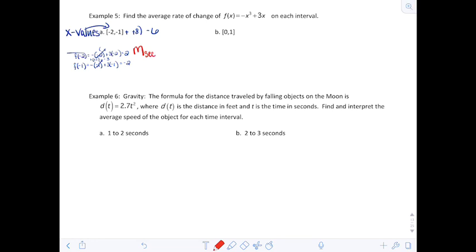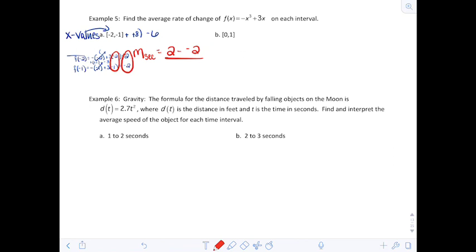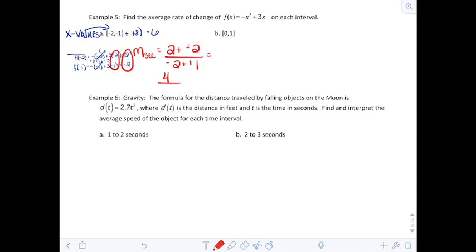The slope of the secant line, or the average rate of change, would be the difference in my y's. I'm going to do 2 minus a negative 2 over, now I have to take the same path with my x's. I'm going to do negative 2 minus a negative 1. So in the top, I have 2 plus 2, which is 4. And in the bottom, I have negative 2 plus 1, which is negative 1. So my average rate of change would be negative 4. And there are really no units since this is just an equation.